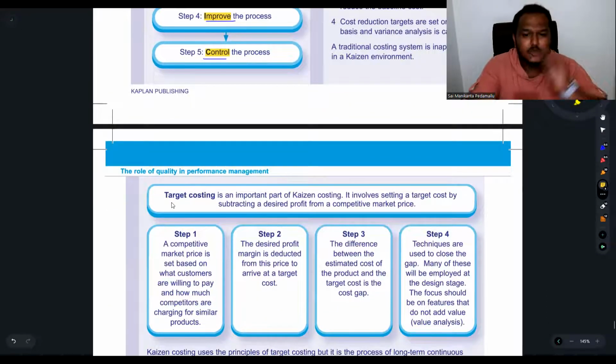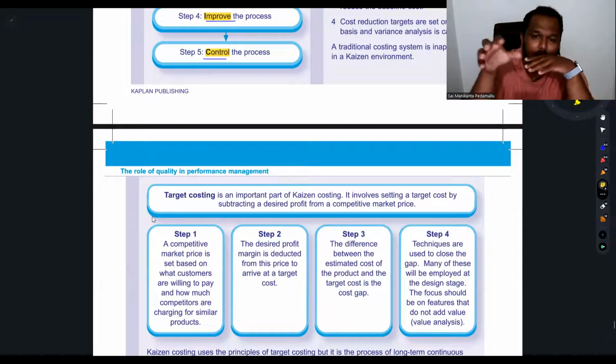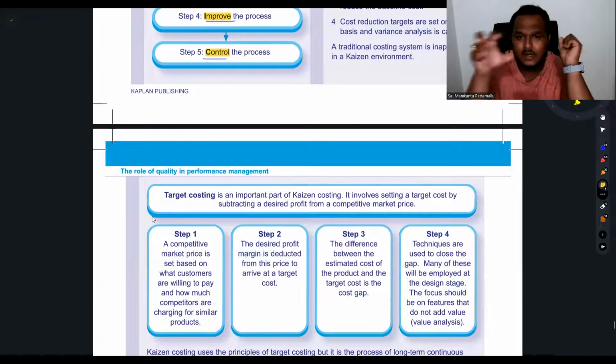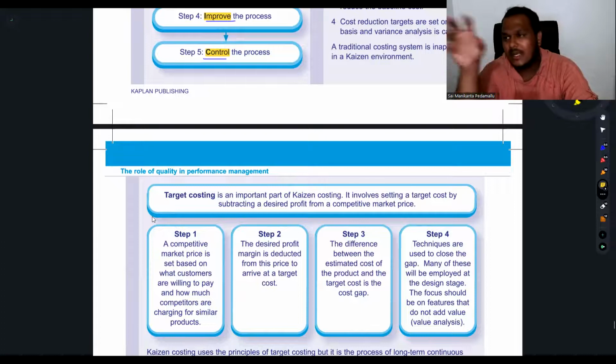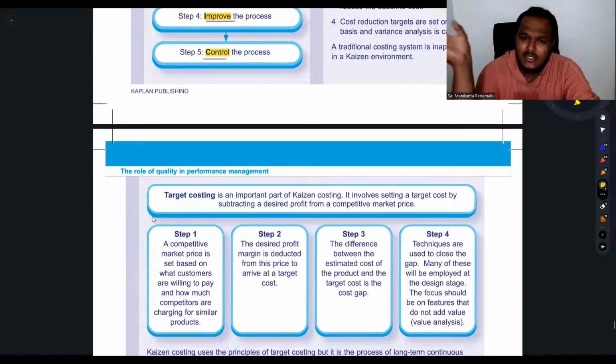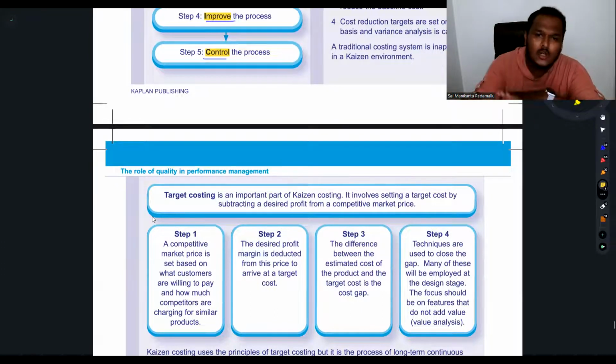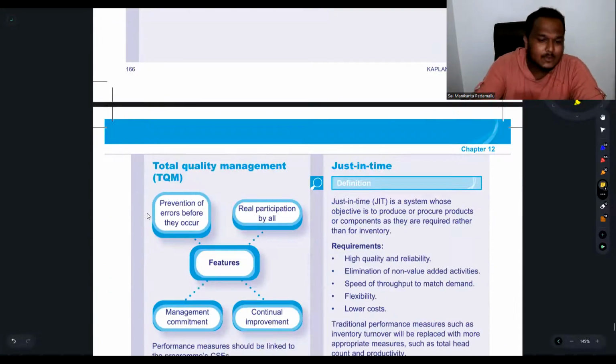So target costing: you set a target selling price. From that, you deduct your required profit margin or markup. Then you will get the target cost. Compare it with the actual cost. You will get the cost gap. Then you will try to reduce the overall cost gap. Those are the target costing steps involved.